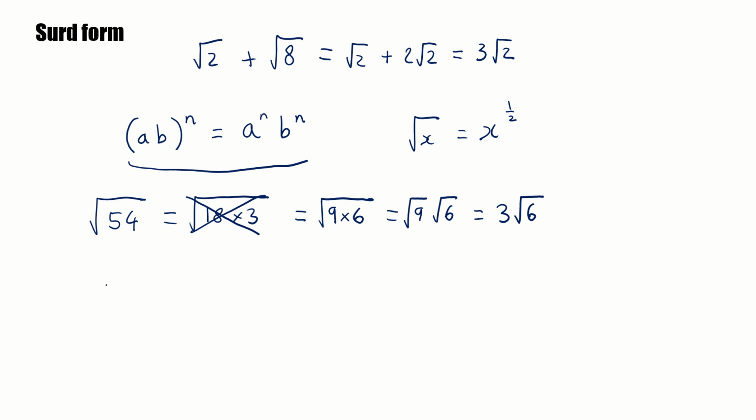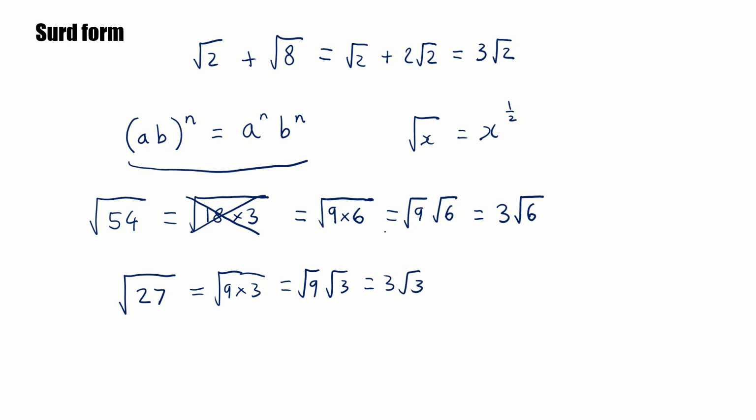Showing you another example, we could have, let's say, root 27, and again, you would realize that is root 9 times by 3. And therefore that's root 9 times by root 3, and therefore this is 3 root 3.